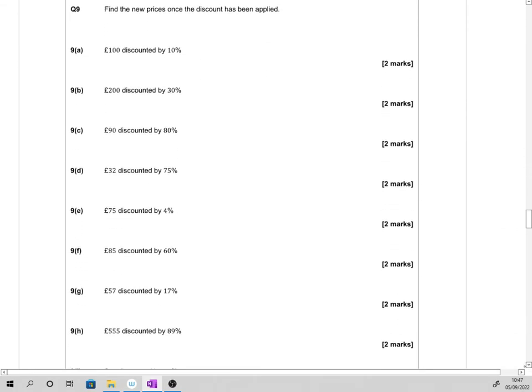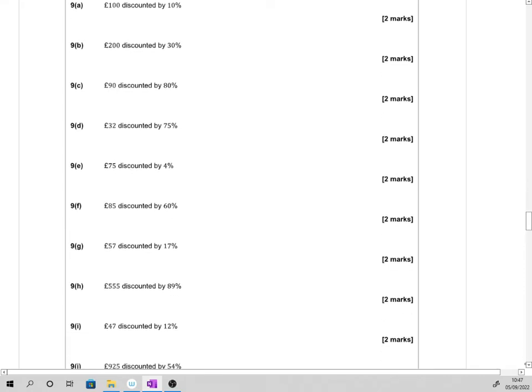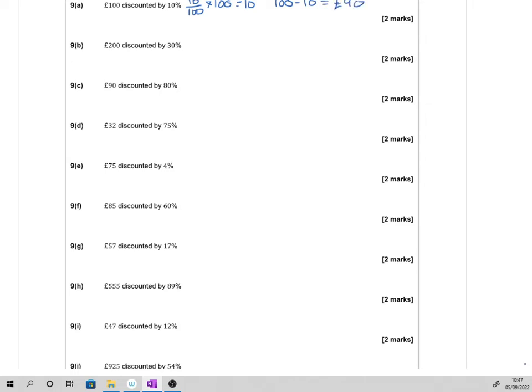Oh no, discounted. Right, all the same, except we're taking it away now. Okay, so 10% times 100 equals 10. So we need 100 minus 10 equals 90. 30% times 200 is 60. So 200 minus 60 equals 140.